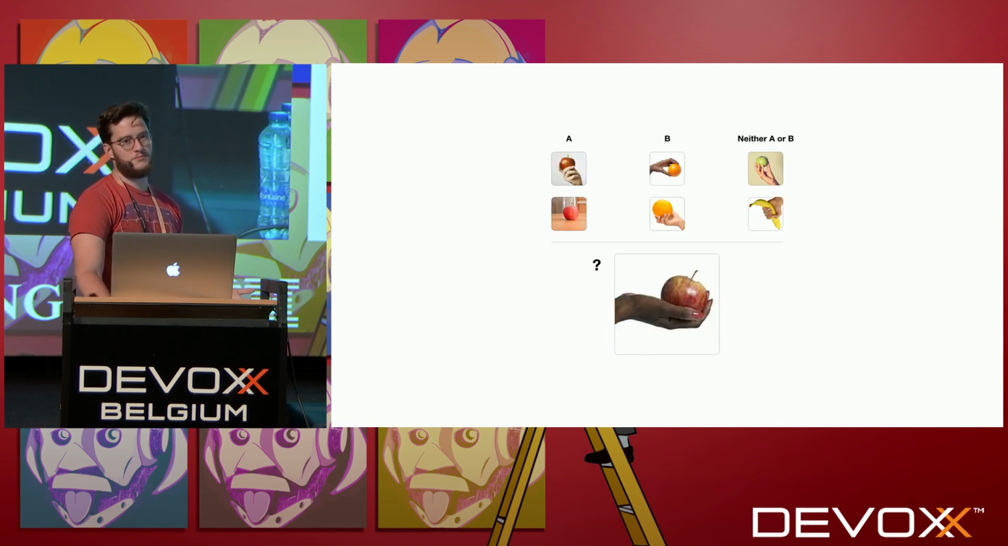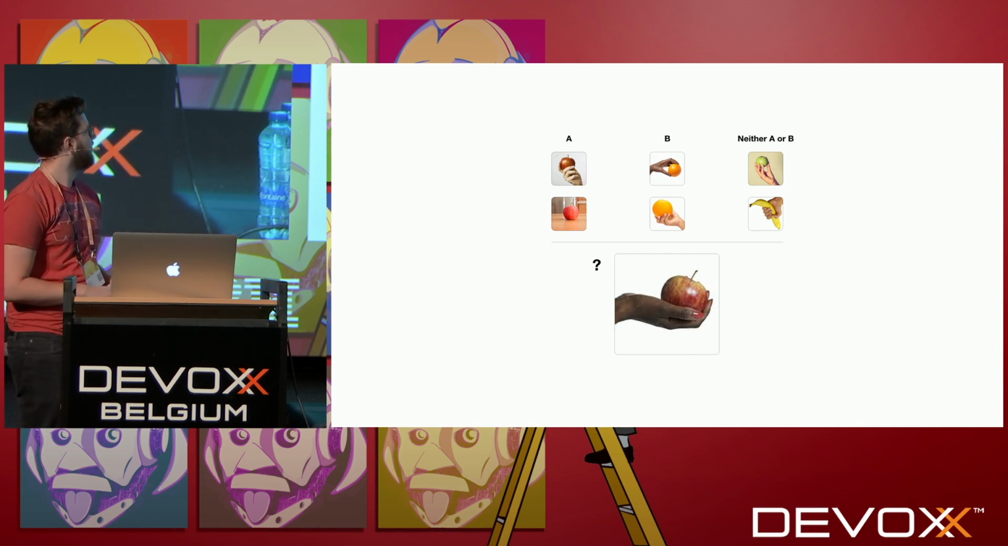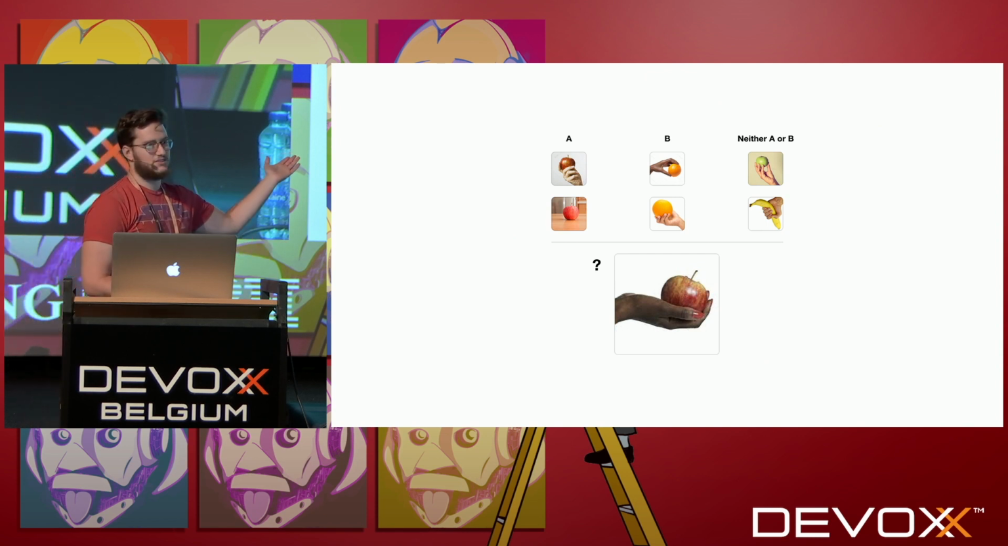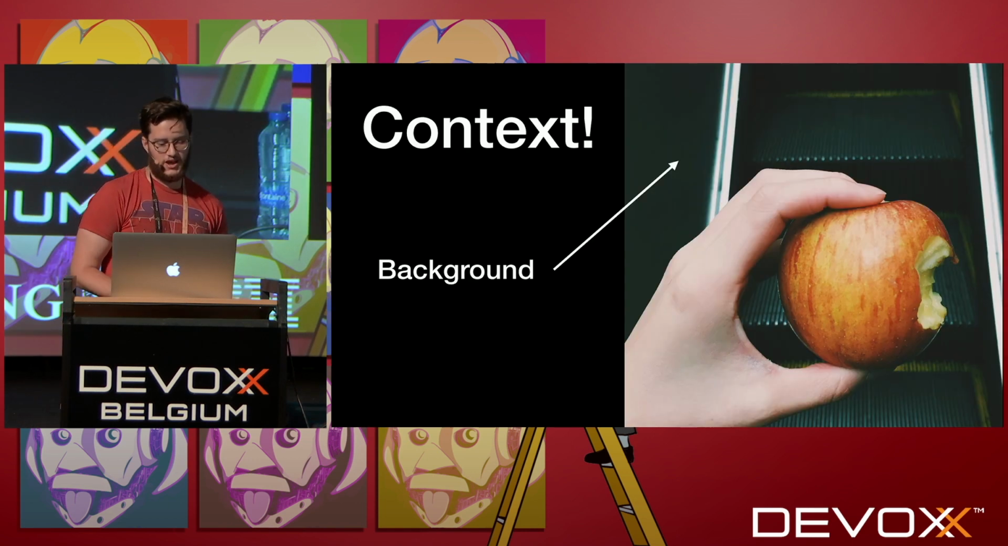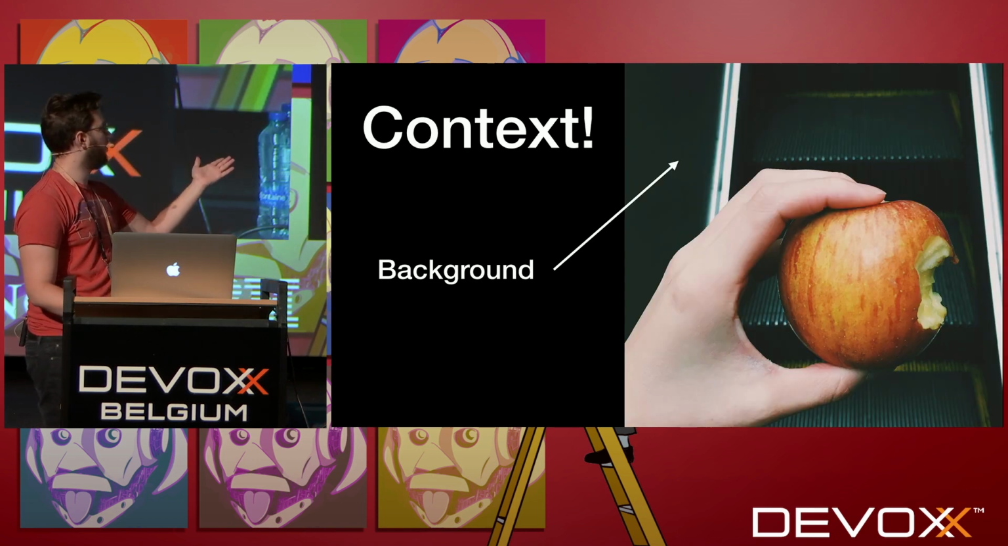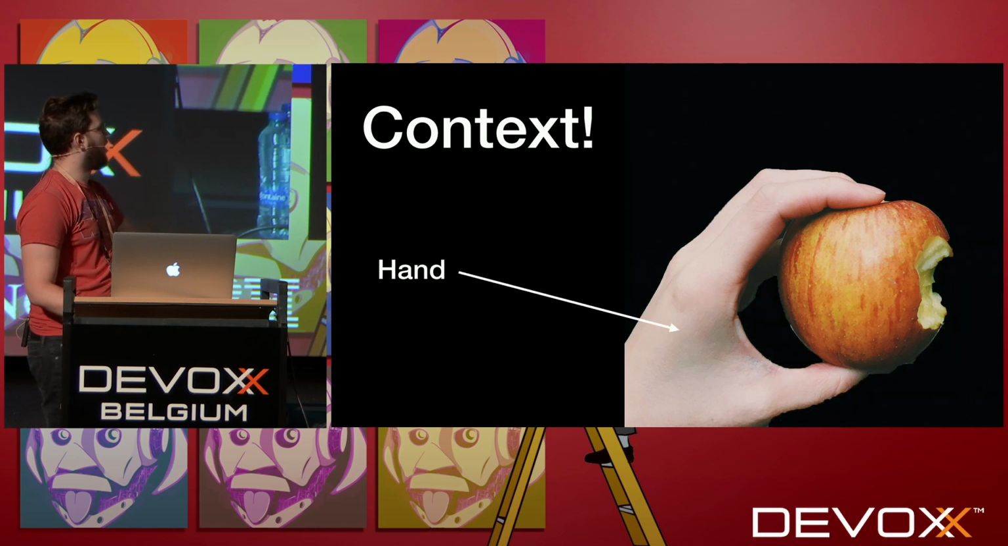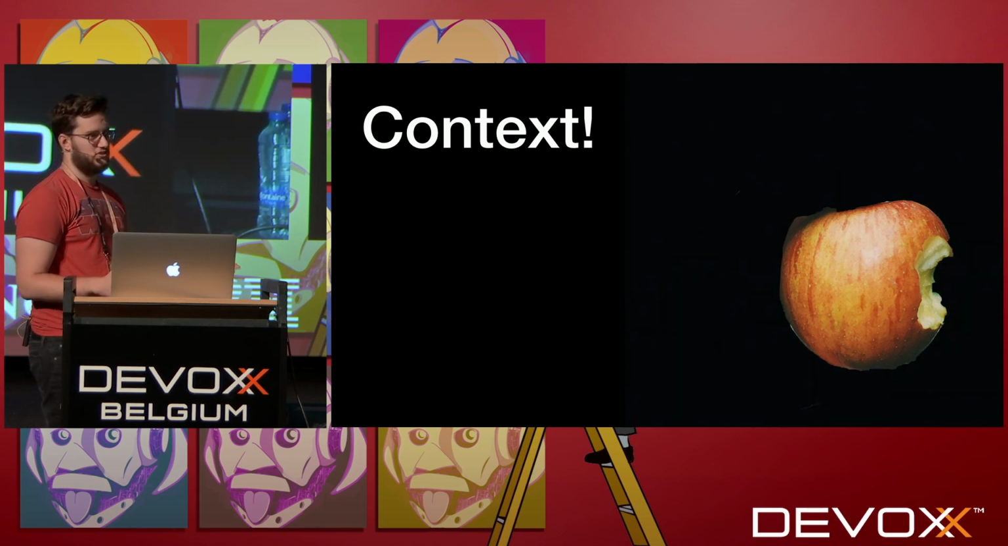So if I showed you this same example, but less abstract, if I asked you what this mystery photo was, I hope most of you would say A, right? It's an apple. And so yeah, context. So when we see this photo, we can kind of throw out the background and the hand, and we're just kind of left with this apple.